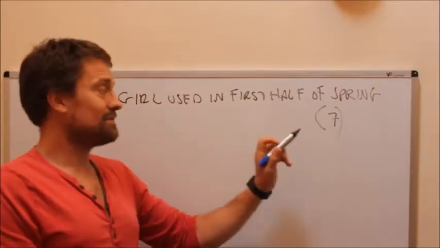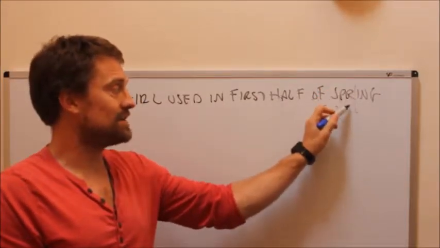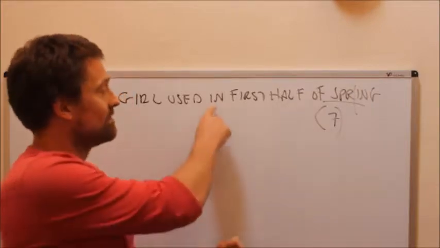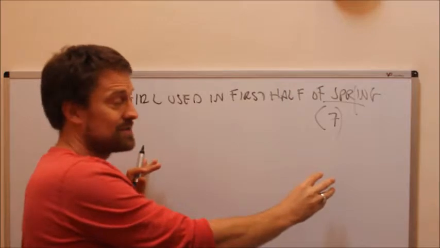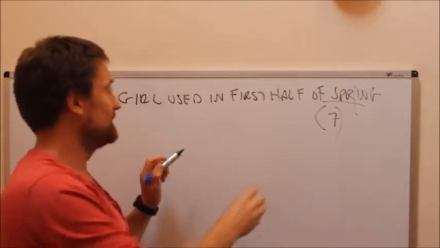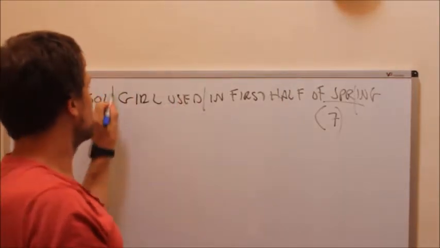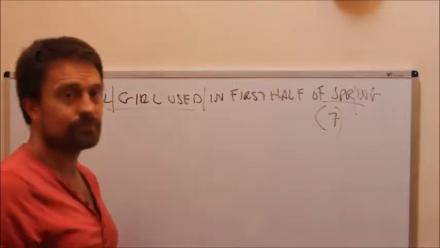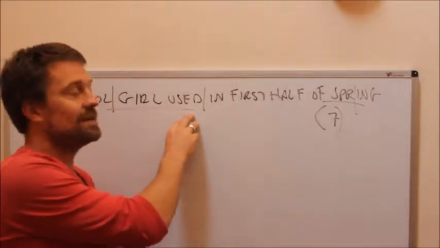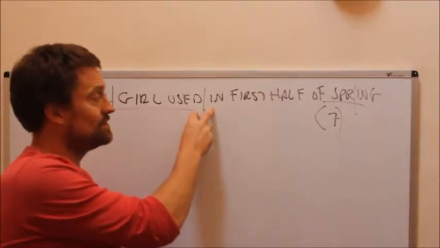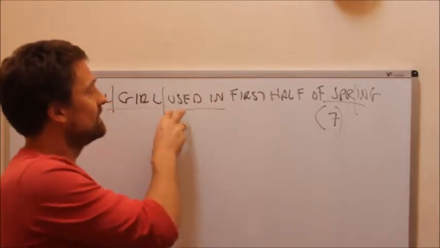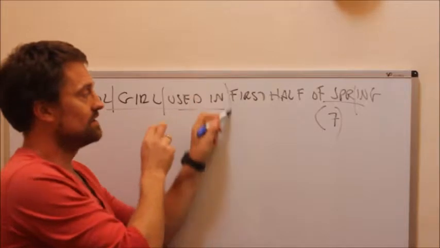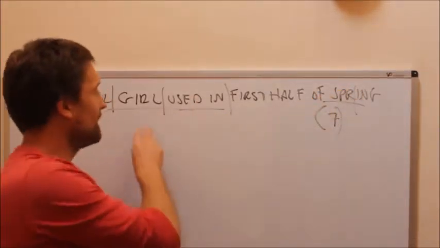Now, first half of spring is S, P and R. And if something is going in it, it means that the S, the P and the R are spread out somewhere and the rest of the clue goes in. So then you've got girl used. Used in this sense is just indicating that this is used in. That is in fact not a break. So that girl is used in the first half of spring.